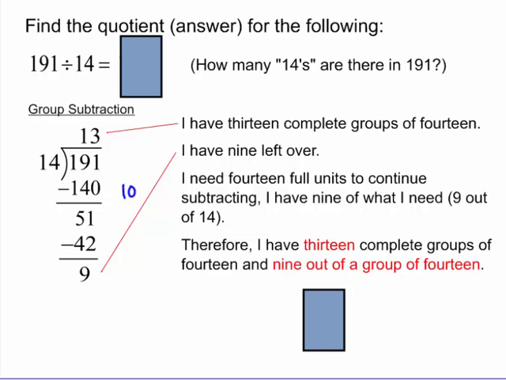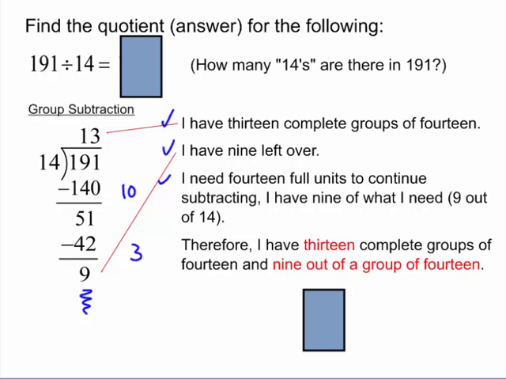I can subtract 3 more groups of 14, and that gives me 42. When I subtract those, I end up with 9 as my remainder. So I have 13 complete groups of 14. I have 9 left over as remainder. I needed 14 full units to continue subtracting. I only have 9 out of what I need, so 9 out of 14.